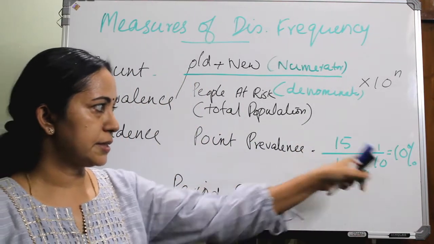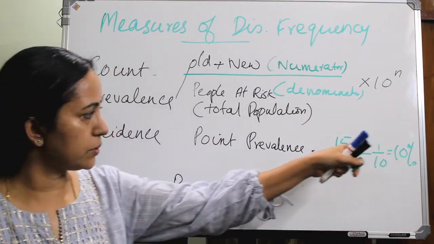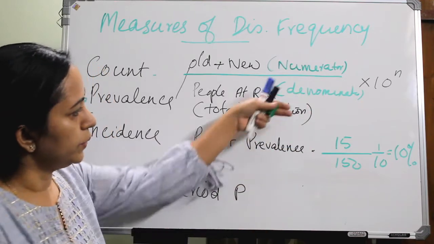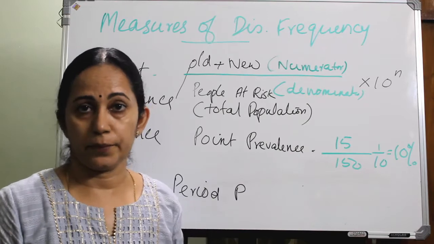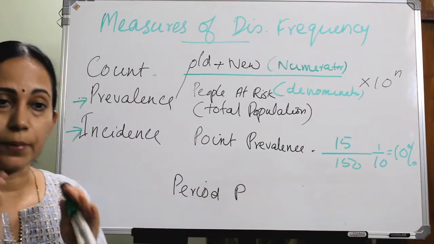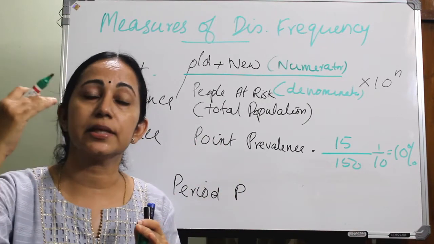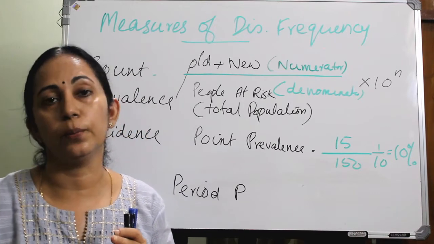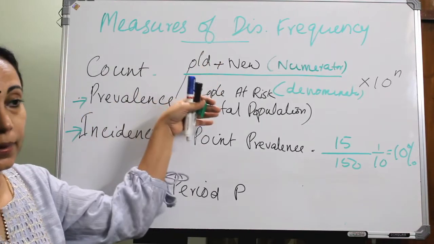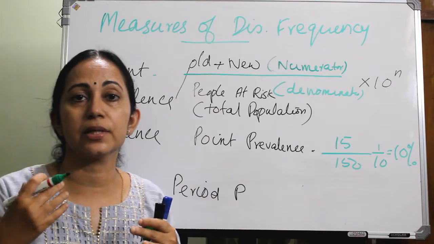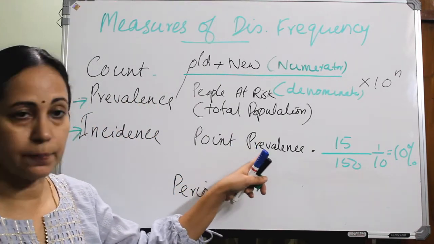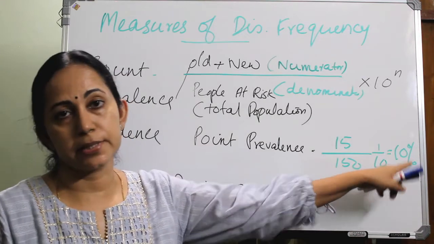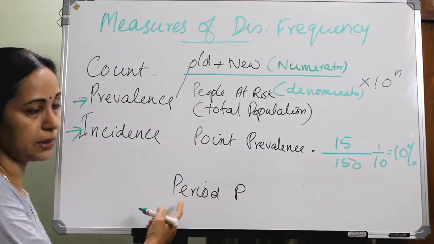Prevalence is always expressed as a percentage, because the numerator is a part of the denominator, so it is a proportion. The cases are a part of the total population of that area. So prevalence is a proportion expressed as a percentage. And what is period prevalence?